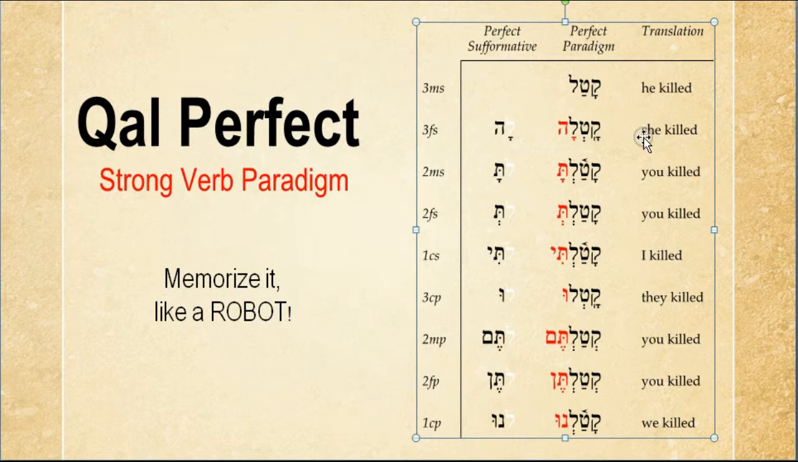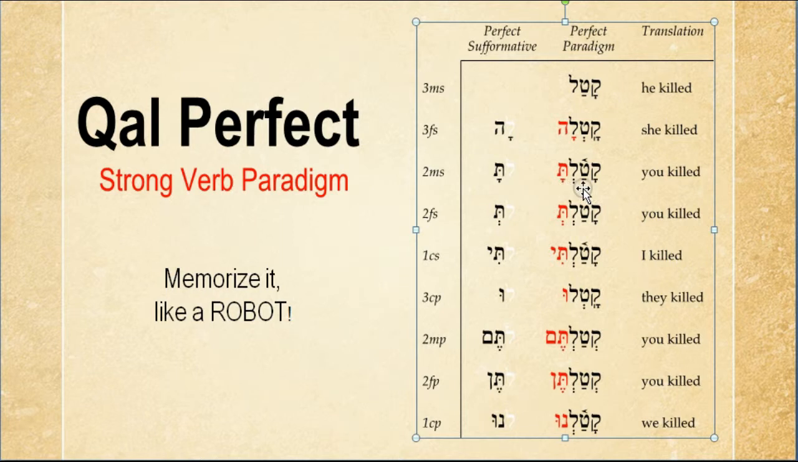So we have qatal, he killed, qatla, she killed. You killed, when the second masculine singular comes out, we have qatalta.